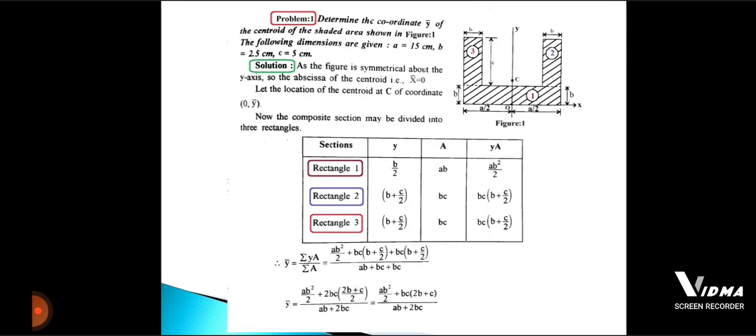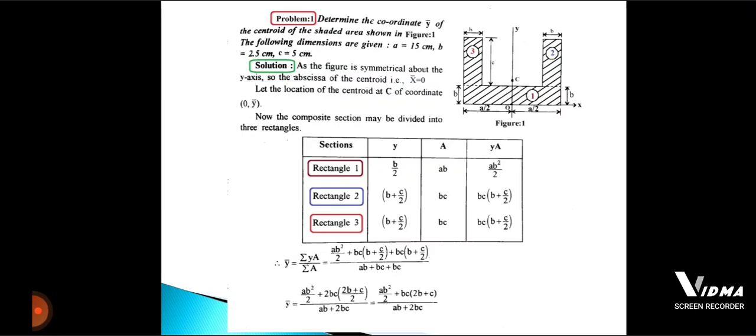Similarly, the y bar of the centroid is found in a similar way by considering the moment about the x-axis. That is y1 bar a1 plus y2 bar a2 plus dot dot dot yn bar an, and finally y bar equals summation of y bar a divided by summation of a. Now we are going to the problem.